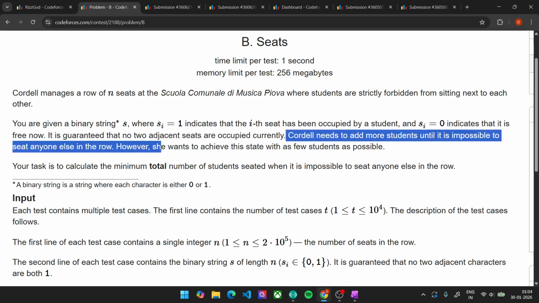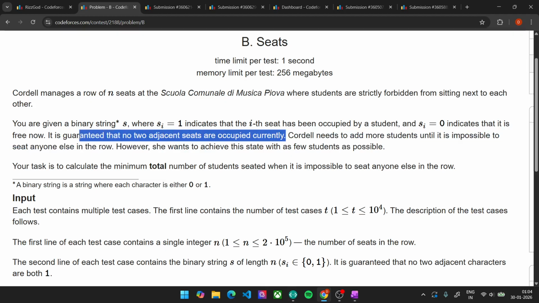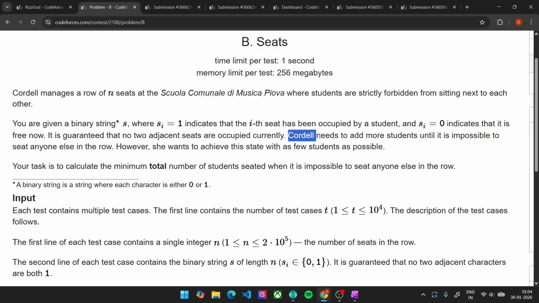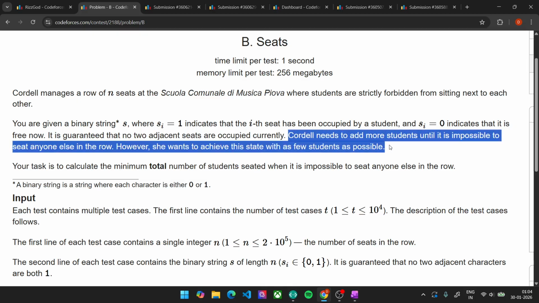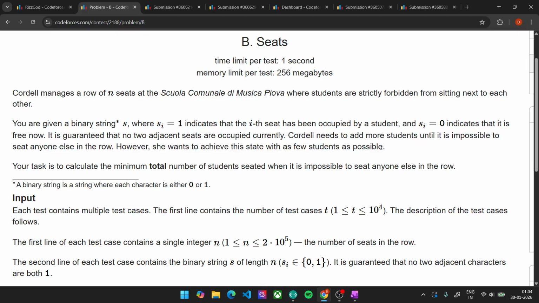Throughout this process, we also have to maintain this pattern that no two adjacent seats are occupied. And what do we have to do? We have to add more students until it is impossible to sit anyone else in the row.